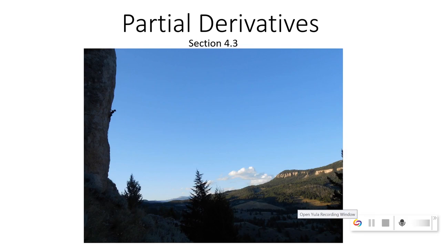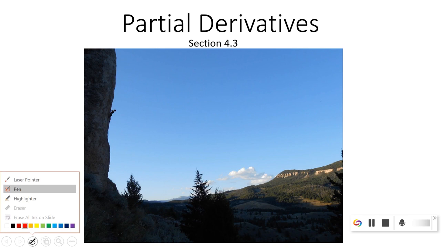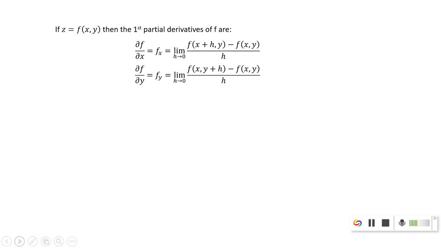In this video, we're going to talk about how we can take derivatives of multivariate functions and what these derivatives are telling us. Specifically, we're going to be talking about what's called partial derivatives. So I have up on the screen the limit definition of the partial derivatives of a function of x and y.